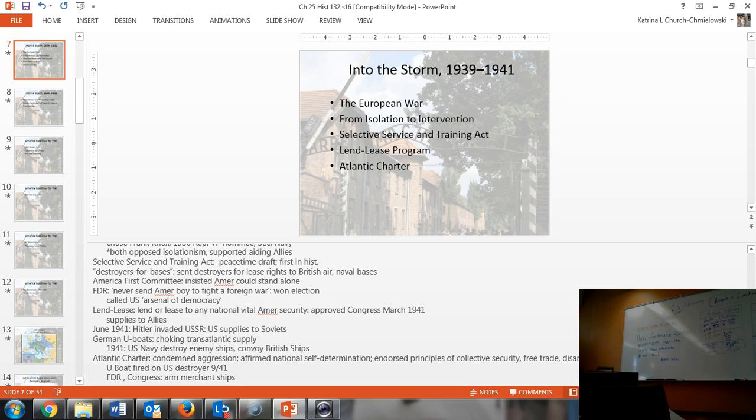Lend-lease, selective service. You know, we're still working under selective service now. And the lend-lease program is still basically in effect because we have bases all over the world.